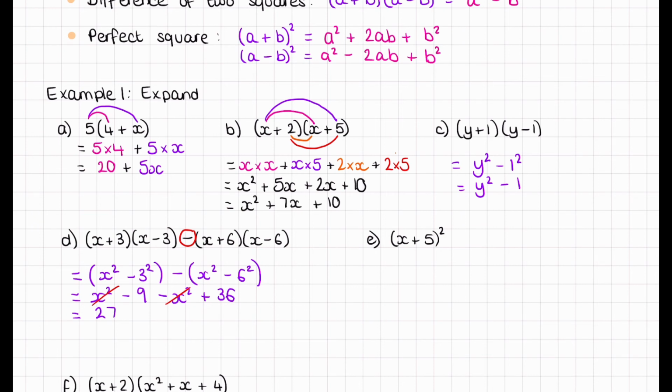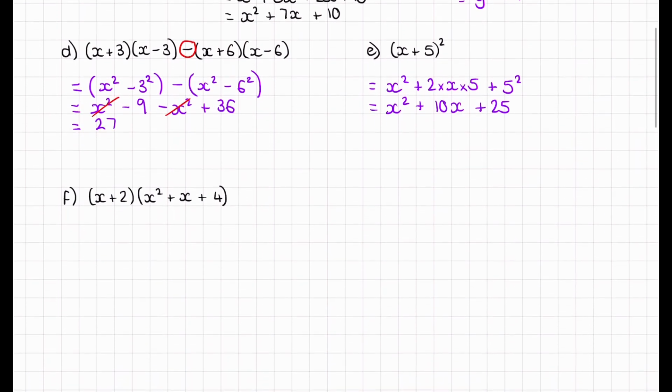E, x plus 5 all squared. So that now it's a perfect square rule. So we can just go straight away and use the rule. So the rule is up here. I'm just going to put a star next to it right now. And we use that. So a is our x and the b is the 5. So we're going to have x squared plus 2 times x times 5 plus 5 squared. Then we just simplify. So x squared plus 10x plus 25. Done.